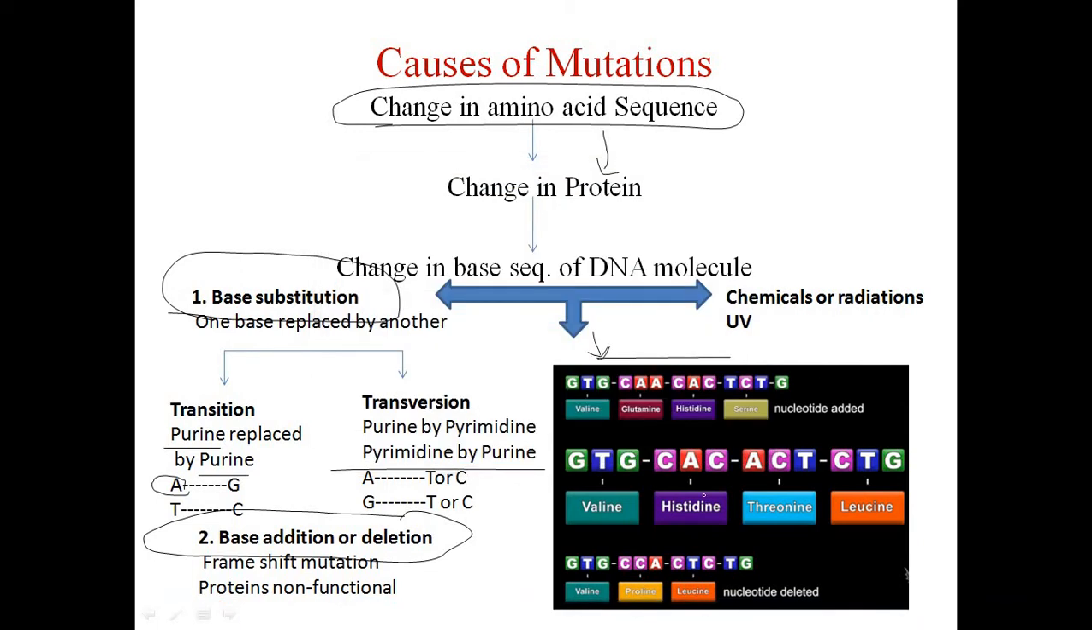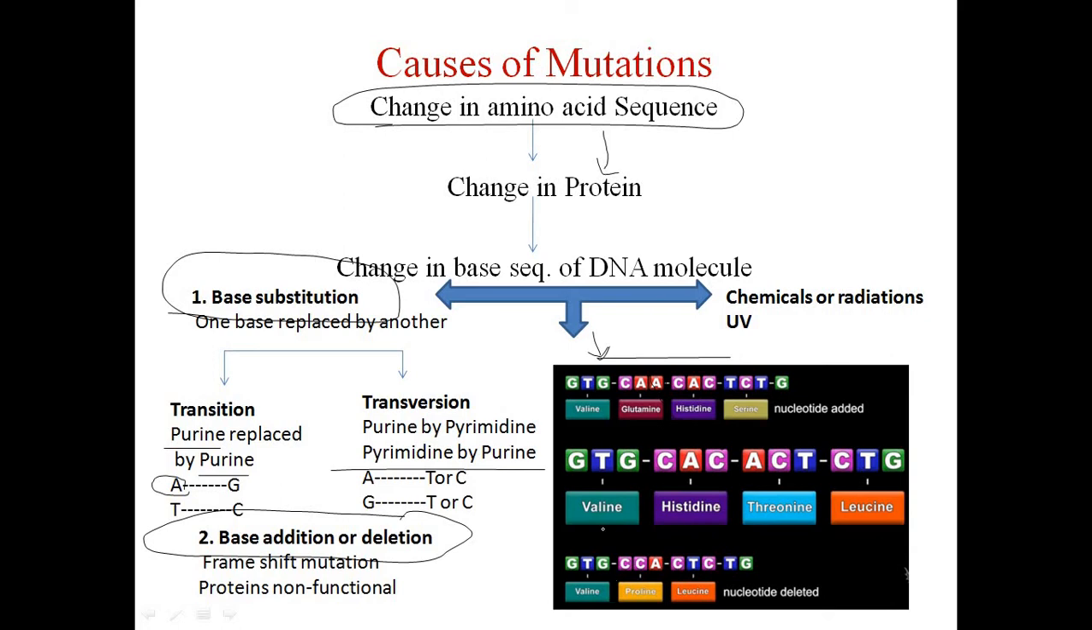So here we can observe in the first step valine, then glutamine, histidine and serine, and GTG is for valine, CAA is for glutamine. But if this CAA has this A replaced with C, then the glutamine amino acid is replaced by histidine. Then further there is again a change in amino acid sequence, or sometimes it is due to base deletion.